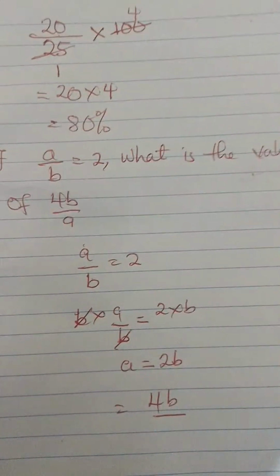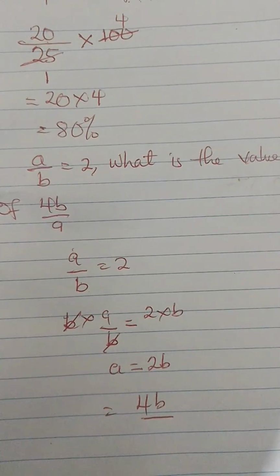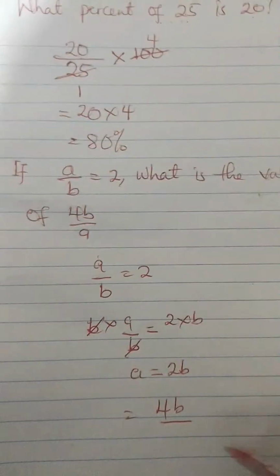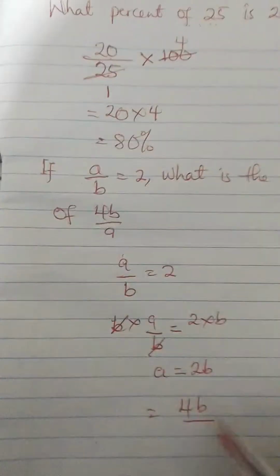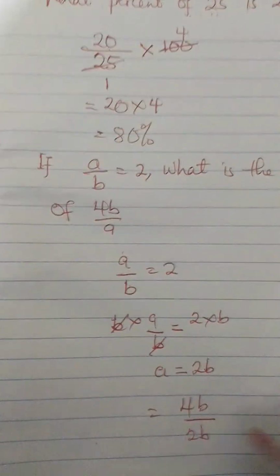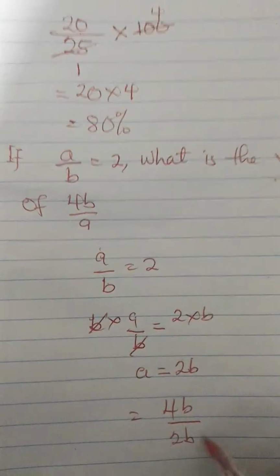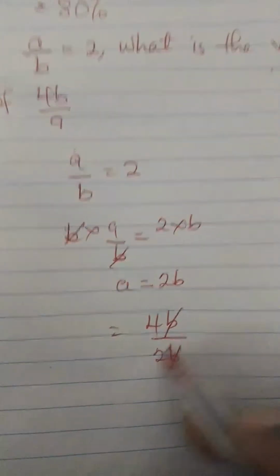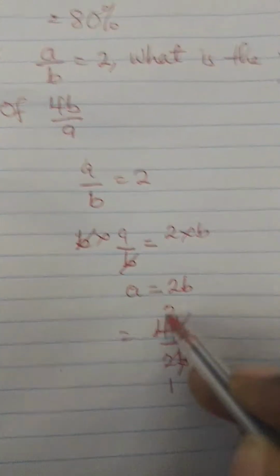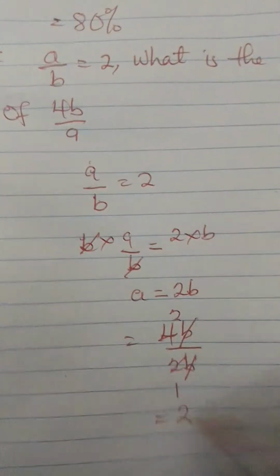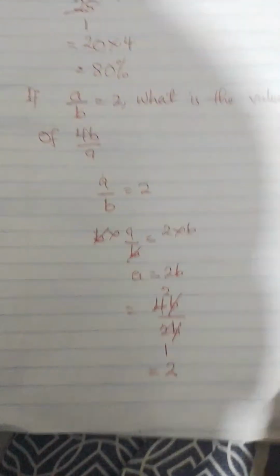So we have 4b on, instead of the a, you put 2b here. So here b cancels b. Then we have 2 here, 1 here, 2. So you get the answer 2. Okay, so here's how to solve it.